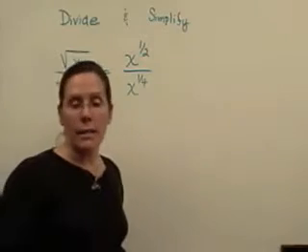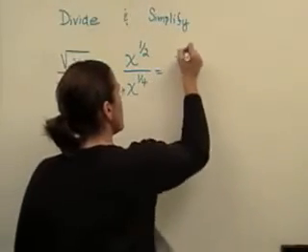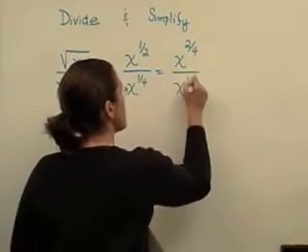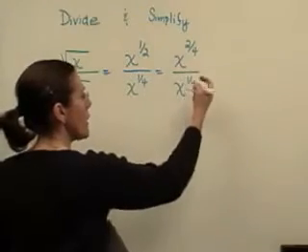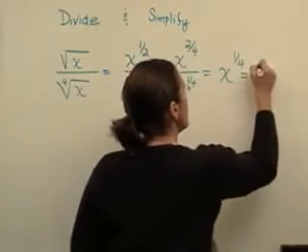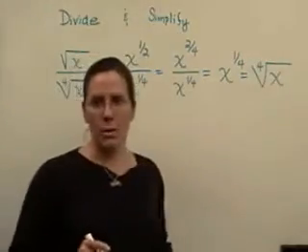And now, all I need to do is subtract. But in that process of subtracting, I need to remember to change that 1/2 to 2/4 so that I can subtract those exponents. And 2/4 minus 1/4 is 1/4. And finally, we would write this expression as the fourth root of x, putting it back in radical form.